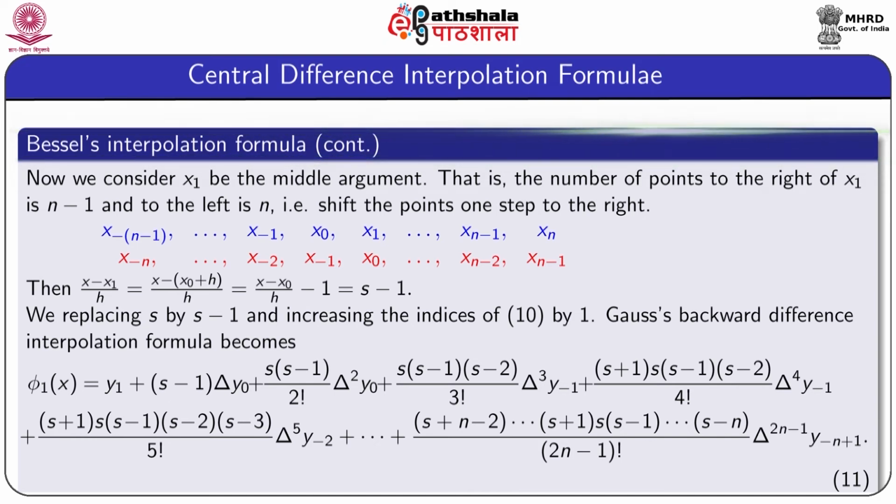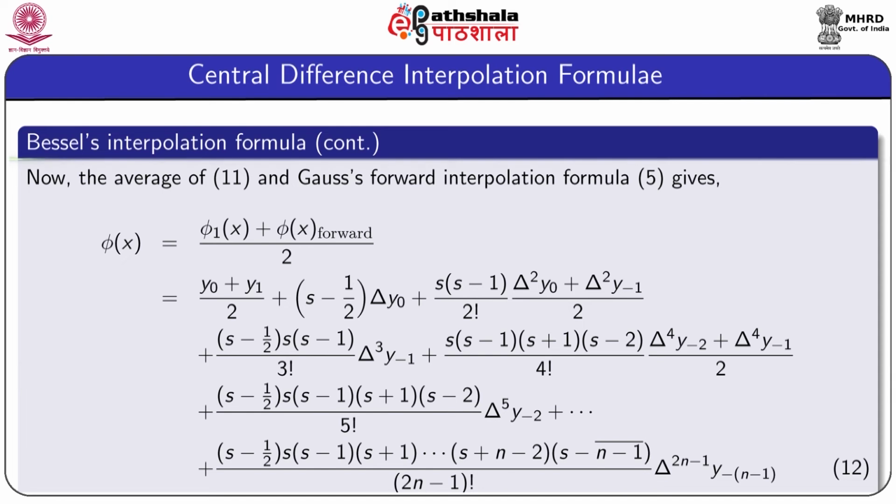That means we have to replace s by s minus 1 and we have to increase the indices of equation 2, that means the equation of the previous slide, by 1 to get the Gauss backward difference interpolation formula for this new numbering of the arguments. For these arguments, the Gauss backward difference interpolation formula, denoted by phi 1 x, becomes y 1 plus s minus 1 into delta y 0 plus s into s minus 1 by factorial 2 delta 2 y 0 and so on. So, this is the Gauss backward interpolation formula by shifting the arguments.